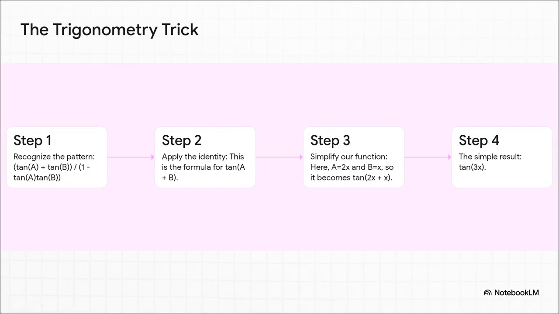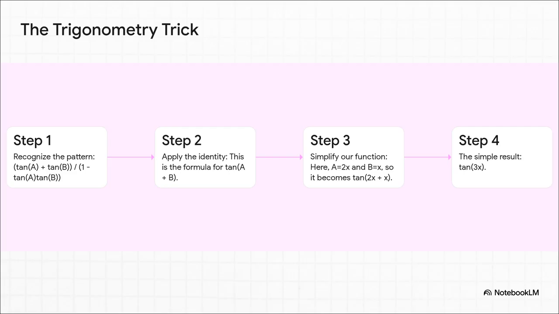So let's look closer at this thing. Does that pattern, tan of a plus tan of b over 1 minus tan a tan b, does that ring a bell? It should, right from trigonometry. That's the angle addition formula for tangent. It's just tan of a plus b. In our problem, a is 2x and b is x.